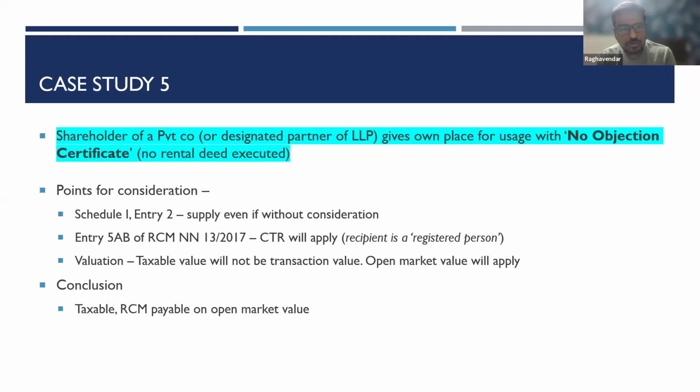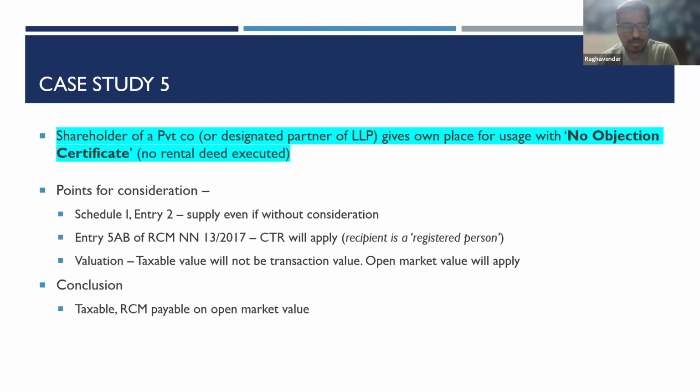So Schedule 1 entry 2 is supply even if without consideration, and entry 5AB, since the recipient is registered, entry 5AB of the RCM notification will apply, assuming it's a regular registration. And transaction value would be the key discussion in this. The taxable value will not be the transaction value because the parties are related, so market value will be considered. So in this case, it will be a taxable supply.